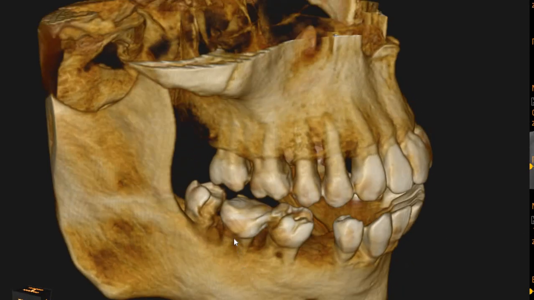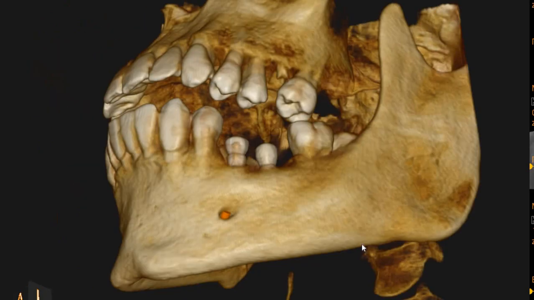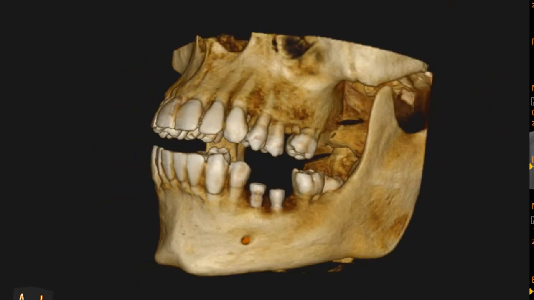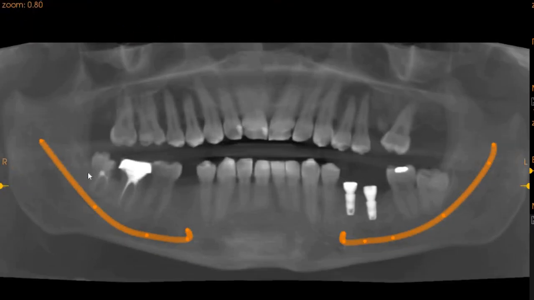We can see that the lower right wisdom is distally carious, whereas the lower left wisdom is lingually tilted and is impacted as well. Moving to the panoramic view, we can see that the lower right wisdom tooth is root canal treated, is distally carious, and the lower left wisdom tooth is non-root canal treated and has very slight caries associated.